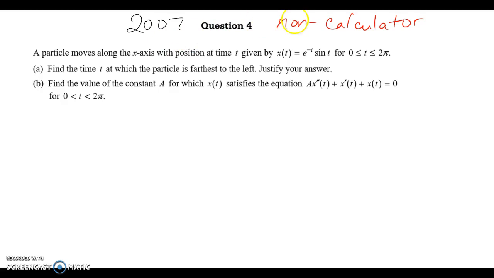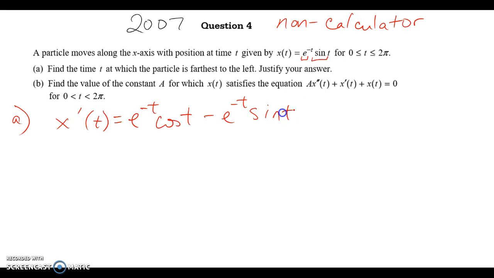Alright, 2007 question 4, which is non-calculator. So part A, the time at which it's farthest left would be the minimum for this function. Since we're given the position, we need to find the derivative. And notice that we do need to use the product rule to find this derivative. And that's our derivative.